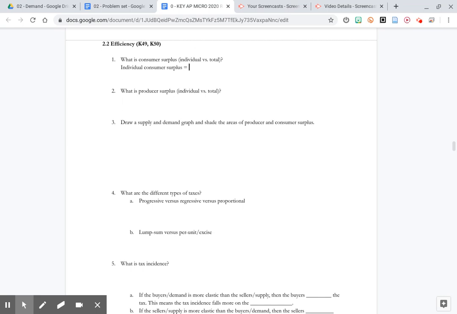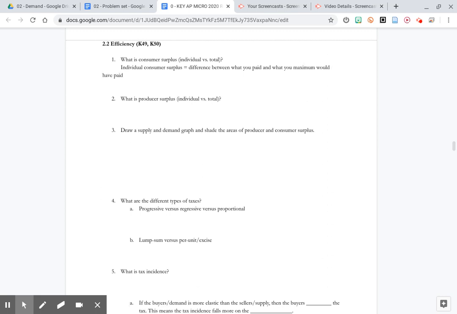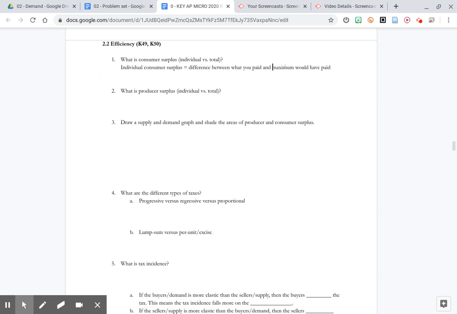is the idea that you get a certain amount of benefit that you didn't pay for when you bought a product. So if you remember, we would say it's the difference between what you paid and what you maximum would have paid. So the maximum you would have paid.